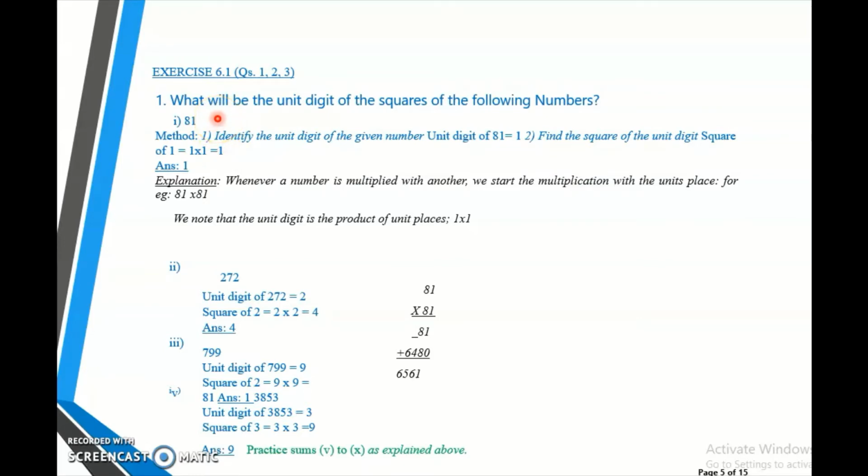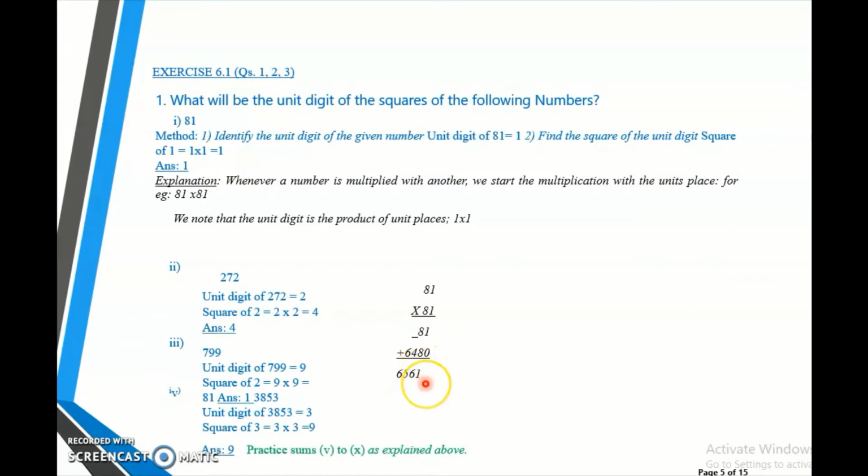Now, to find out the unit digit, we normally have to multiply 81 into 81. That is 1 into 1 is 1, 1 into 8 is 8, 8 into 1 is 8 again. Here 8 8s are 64 and we get a total of 6561, and the unit digit is 1.